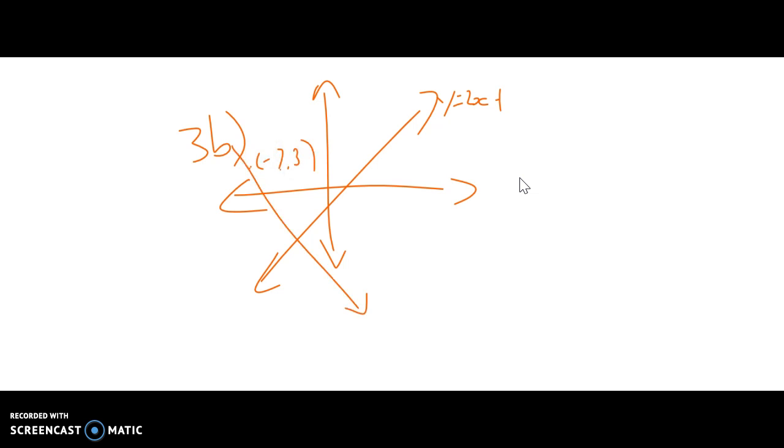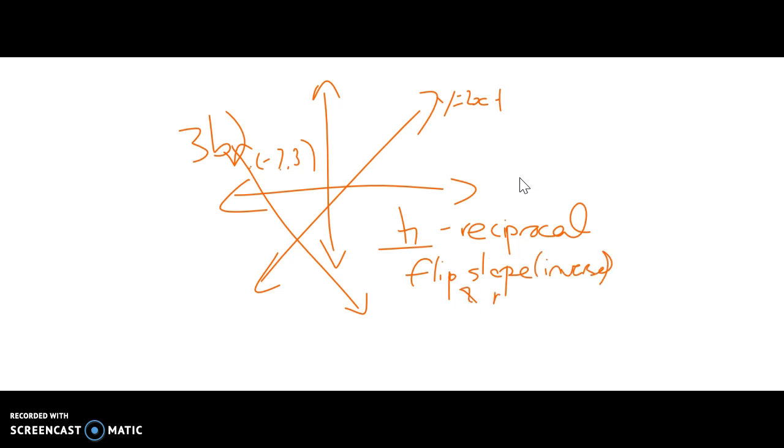It's perpendicular. Again, parallel means same slope. Perpendicular, you're going to remember forever, means negative reciprocal. So we find the slope, we flip the slope, or we do the inverse of it, and we negate. So flip the slope and negate it.